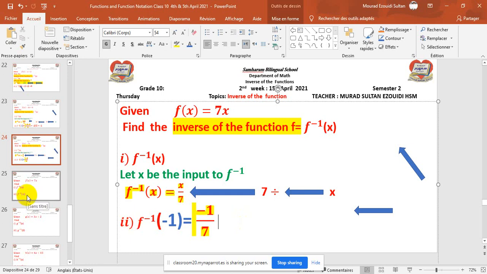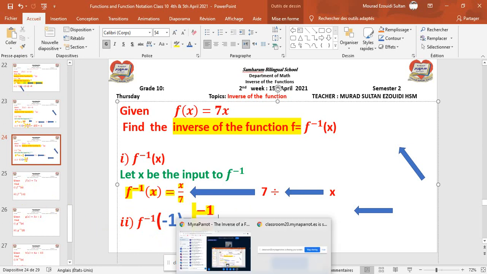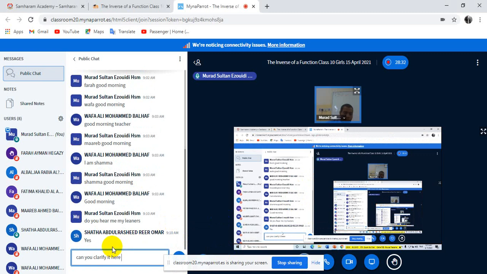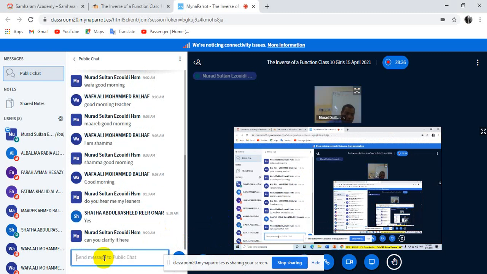I'm listening to you. If you finish it, give me the green traffic light, light green, in order to go forward. Shada, yes, Shada. Clear? Okay. Do you hear me?